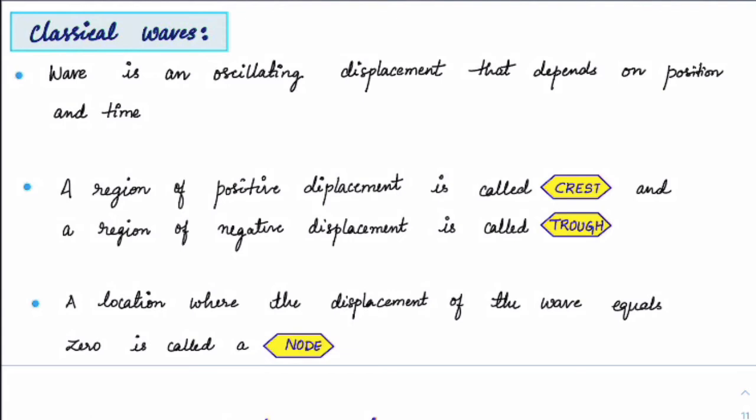I'm not going through each and every point because you know all this stuff. One thing we must know is that a wave is an oscillating displacement. We just saw that, right? It depends upon both position and time. A positive displacement is usually called a crest, and a negative displacement is a trough. The location between these two displacements is called a node.